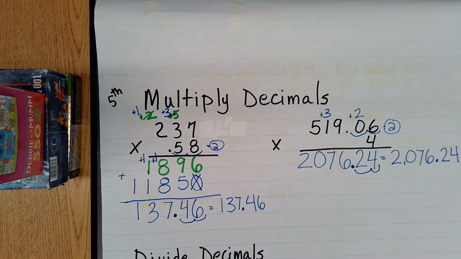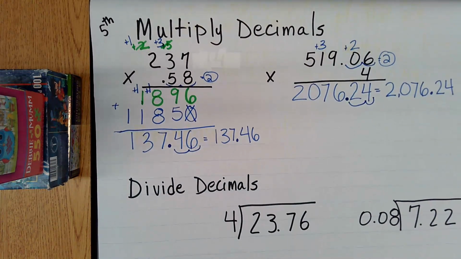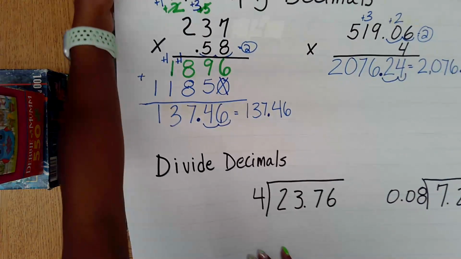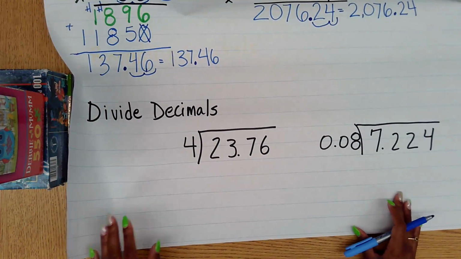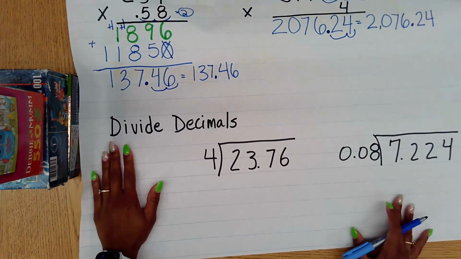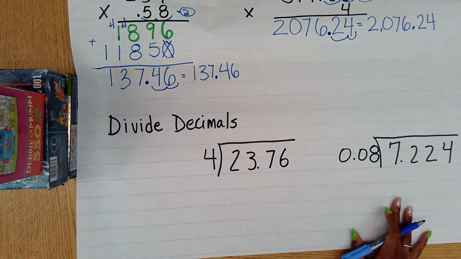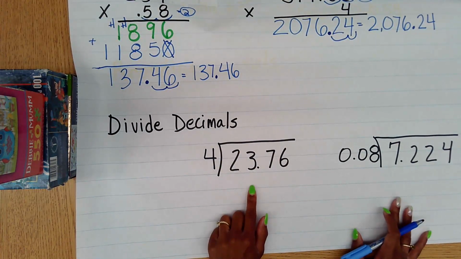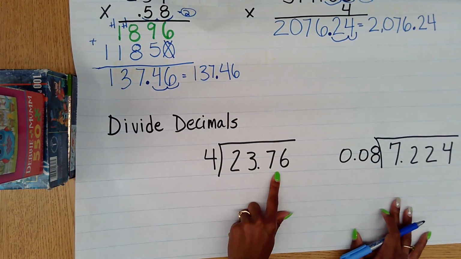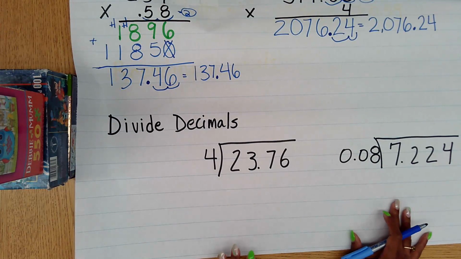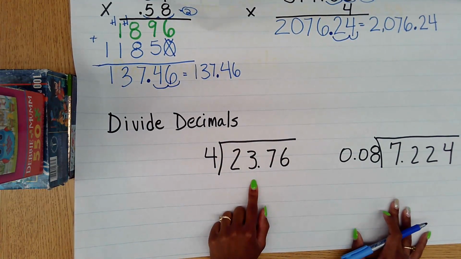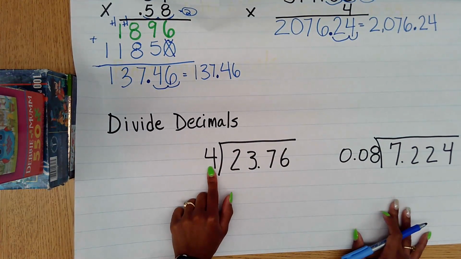The last operation we work on with our decimals is dividing decimals. Dividing decimals has one more step to ensure that we get our correct quotient. I'm going to start with our first example. So I have 23 and 76 hundredths divided by 4. Now, the number inside our little division house is our dividend. The number outside is our divisor.